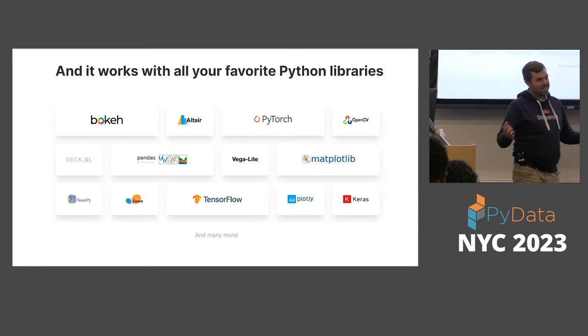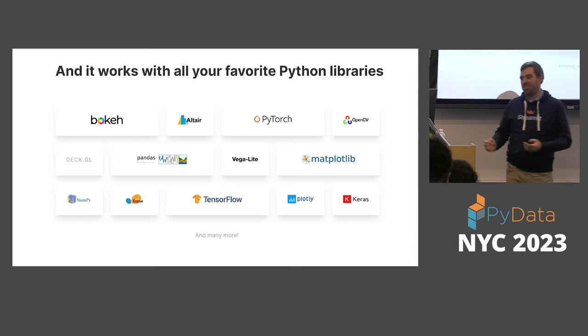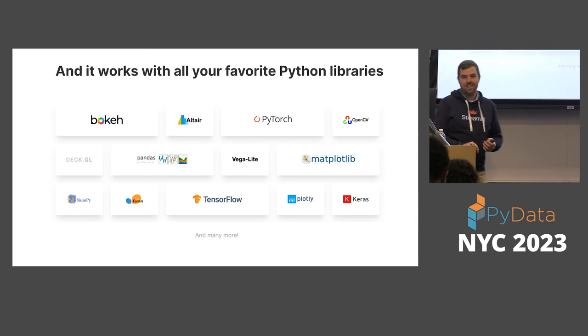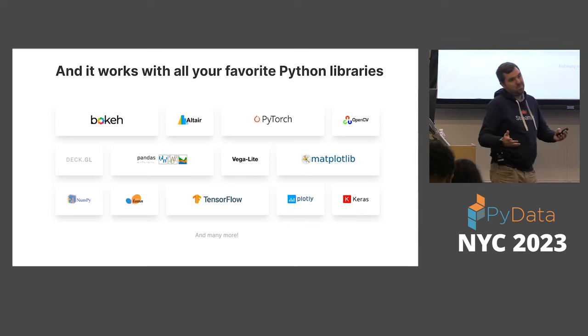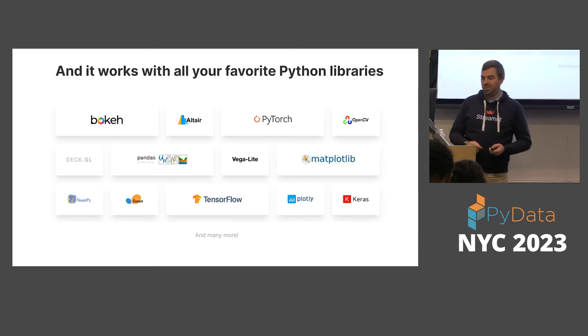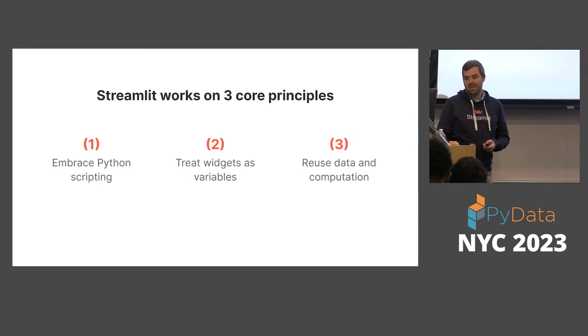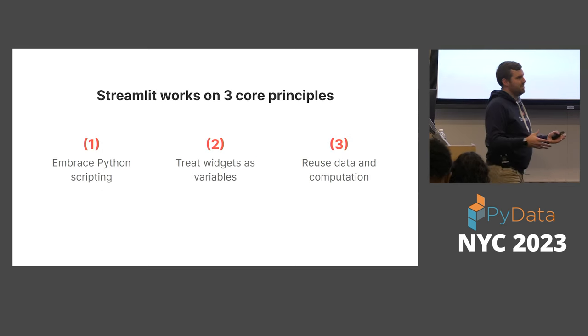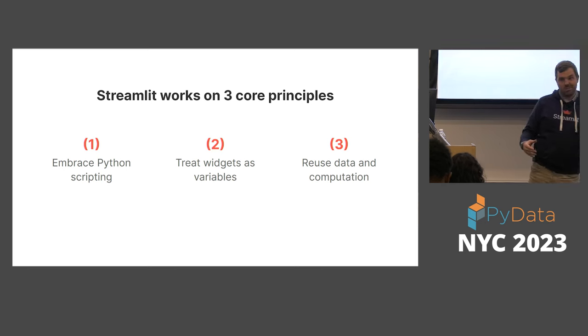And because it's all in Python, you can pretty much use any Python library that you want to. In terms of the output of that, if there's visual output, I'll get to that a little bit later. But in terms of behind the scenes, it's just a Python script. It just runs your Python script, and whatever you can do in a Python script, you can do in a Streamlit app.